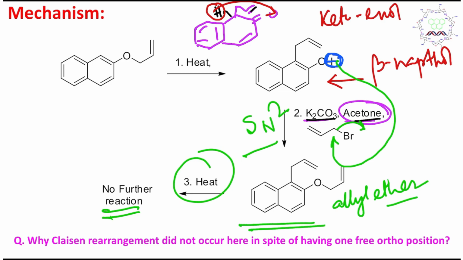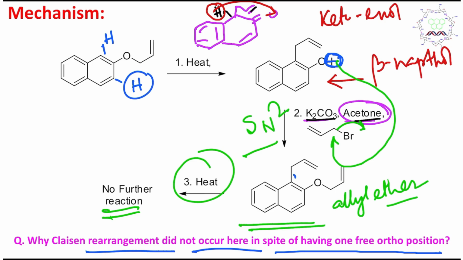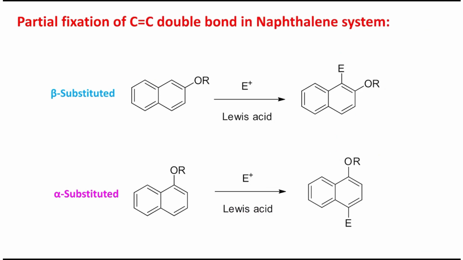Now the question is, why did the Claisen rearrangement not occur here in spite of having one free ortho position? I was talking about this position, which is one ortho. Not only that, there is another ortho, so here also one ortho is free. So why didn't the reaction happen? This allyl group didn't migrate here. This is because of one concept, partial fixation of double bond in the naphthalene system. I shall come to it after some time, but before going into details, let's learn this very briefly.